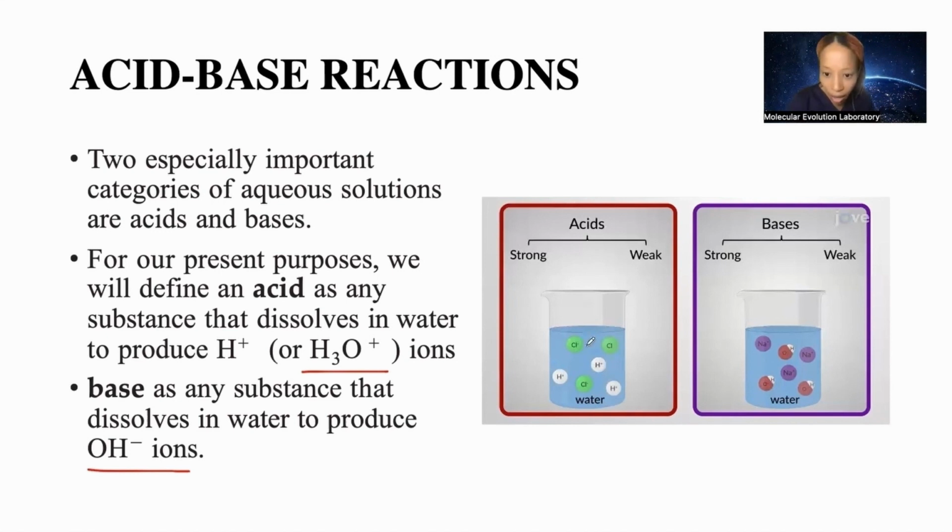So here we have acids. Acids can be strong, acids can be weak. So here you have acids, any substance that dissolves to produce hydrogen ions, and we have 3 of them here. And bases will produce hydroxyl groups. So here we have the hydroxyl group.